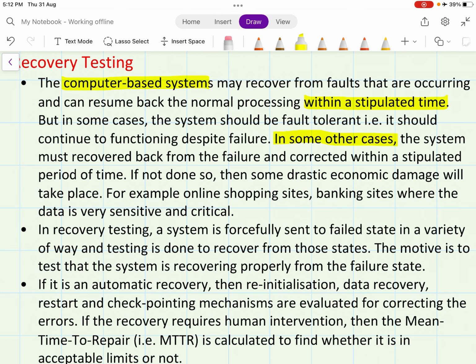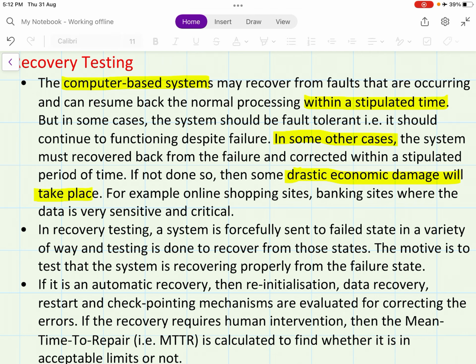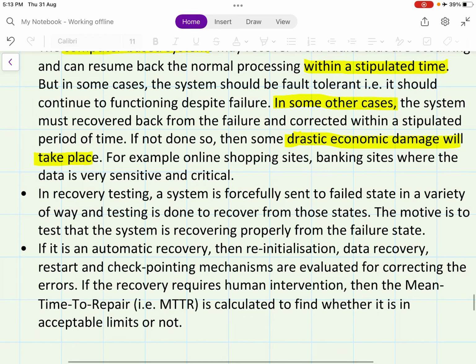In some cases, the system must be recovered from failure and corrected within a stipulated period of time. If not done so, then some drastic economic damage will take place. For example, online shopping sites and banking sites, where the data is very sensitive and critical.